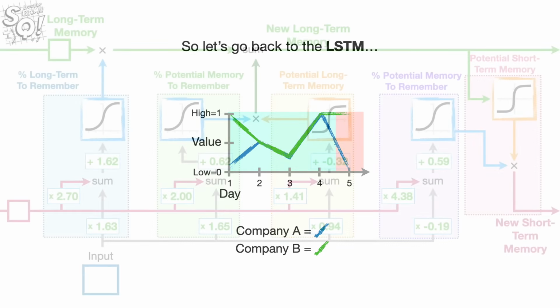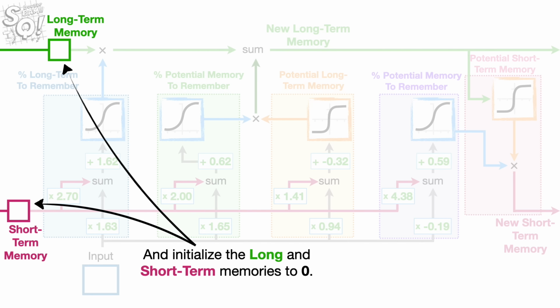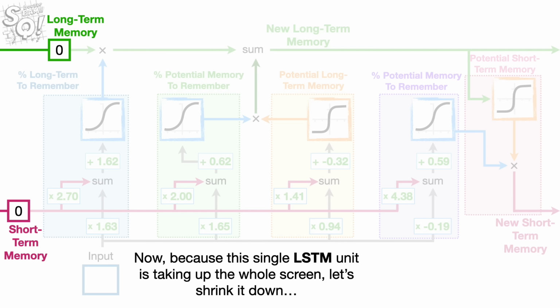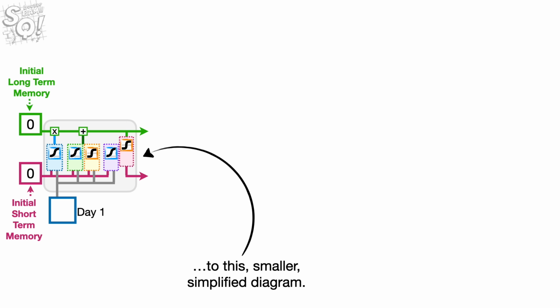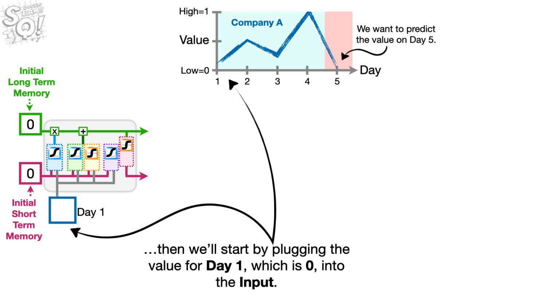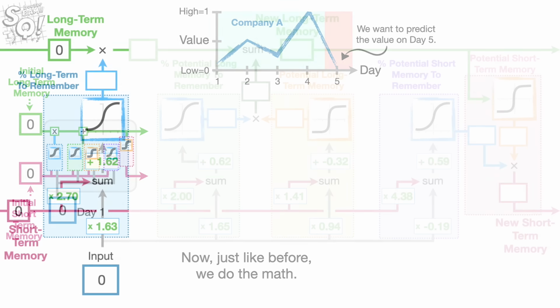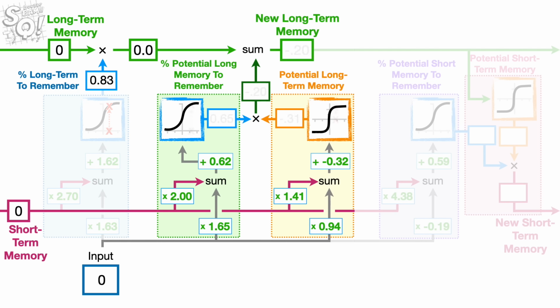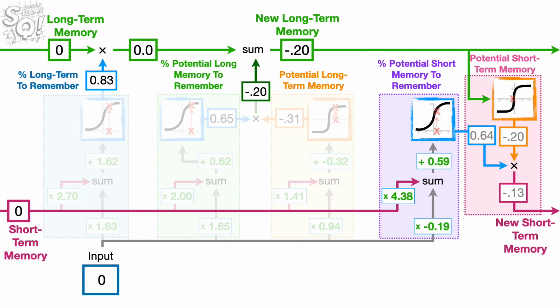So let's go back to the LSTM and initialize the long and short-term memories to 0. Now, because this single LSTM unit is taking up the whole screen, let's shrink it down to this smaller, simplified diagram. Now, if we want to sequentially run company A's values from days 1 through 4 through this LSTM, then we'll start by plugging the value for day 1, which is 0, into the input. Now, just like before, we do the math. Boop, boop, boop.